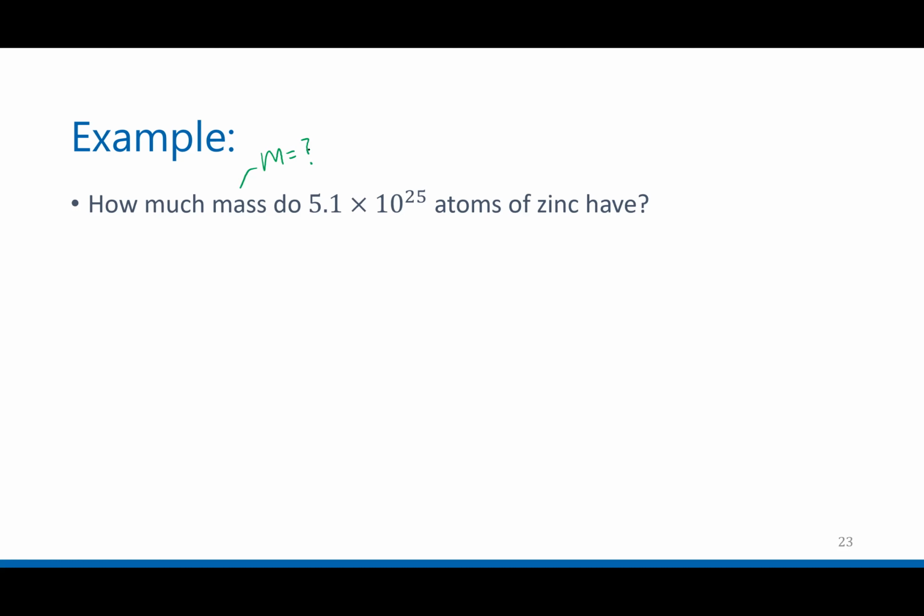So part of the challenge here is knowing what variables you're dealing with. So how much mass does, this is bad English here, does or do, I don't know, 5.1 times 10 to the 25 atoms, so that's particles, of zinc have? Now I love this. This is a really good question.